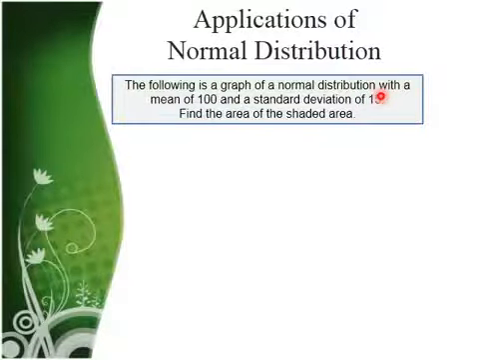Now we're looking at any normal distribution, and in this case we're going to look at one with the mean of 100 and a standard deviation of 15. And what we want to do is find the shaded area to the left, in this case to the left of 120.